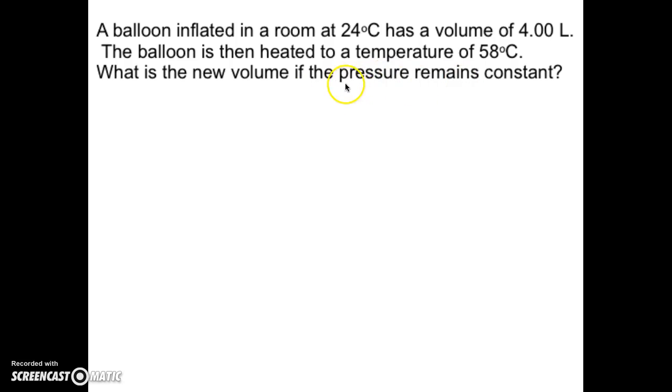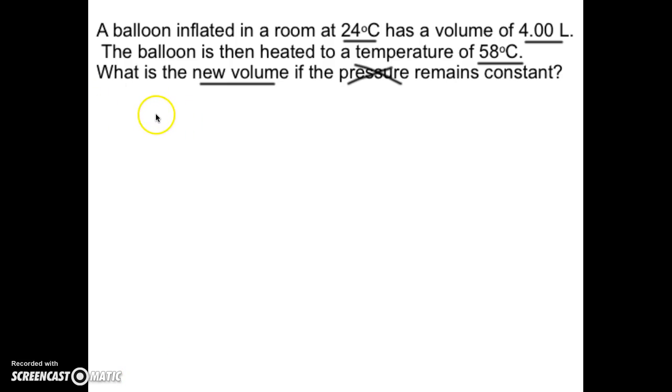Now, if you see something saying that something remains constant, it's not going to be part of your calculation. So pressure, we can pretty much cross that off. It's not going to be part of our calculation. We have a temperature, and we have a volume, and it's heated to a new temperature. We want to find our new volume. So with volume and temperature, that's going to be Charles's law.